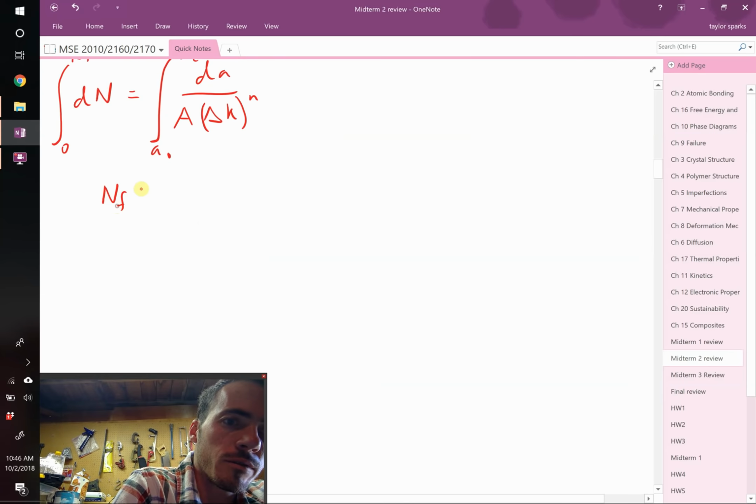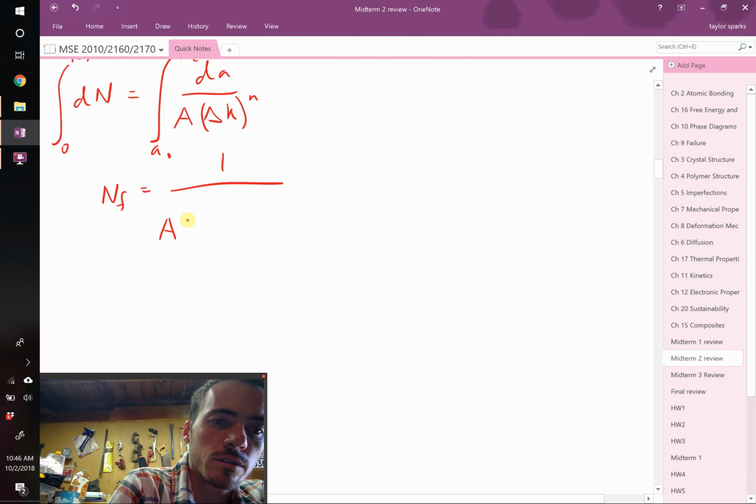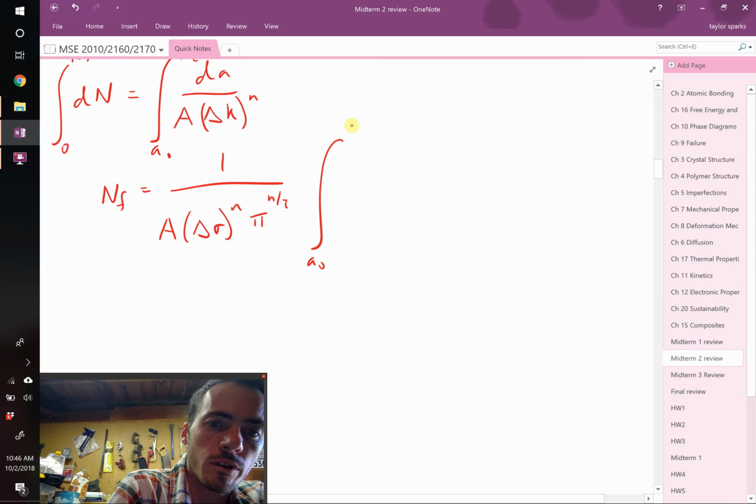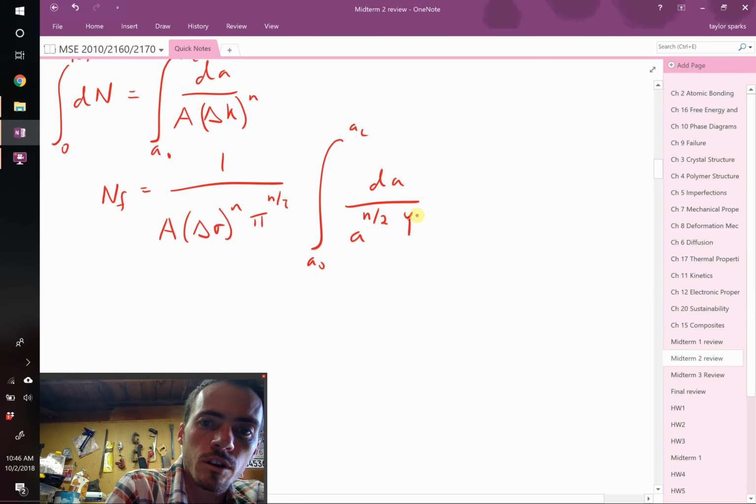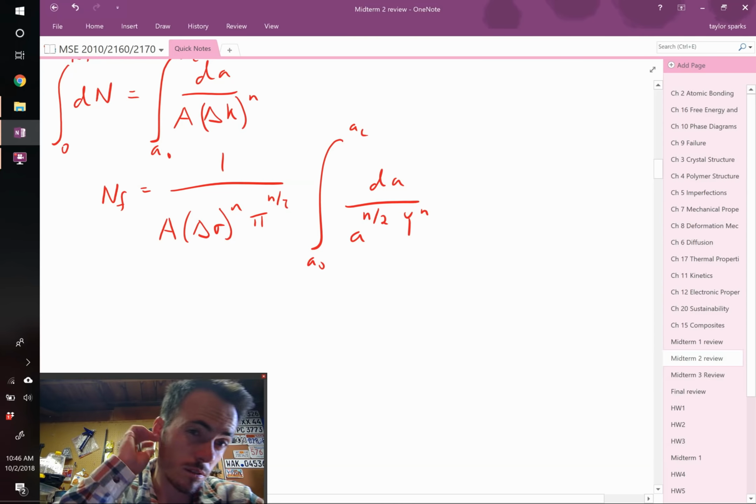N_f is equal to 1 over A, our crack growth constant, times delta sigma to the n, times pi to the n over 2, times the integral from our initial flaw size to our final flaw size of dA over a to the n over 2, and this is going to be Y to the n.